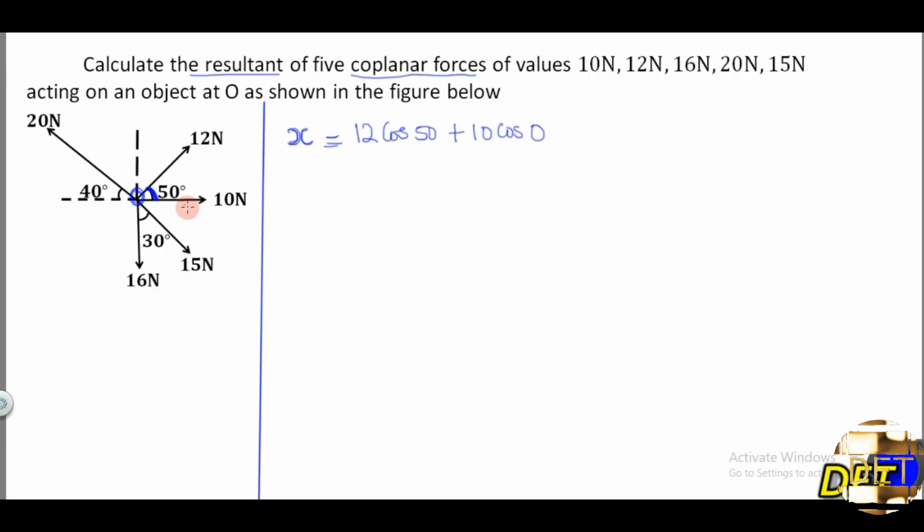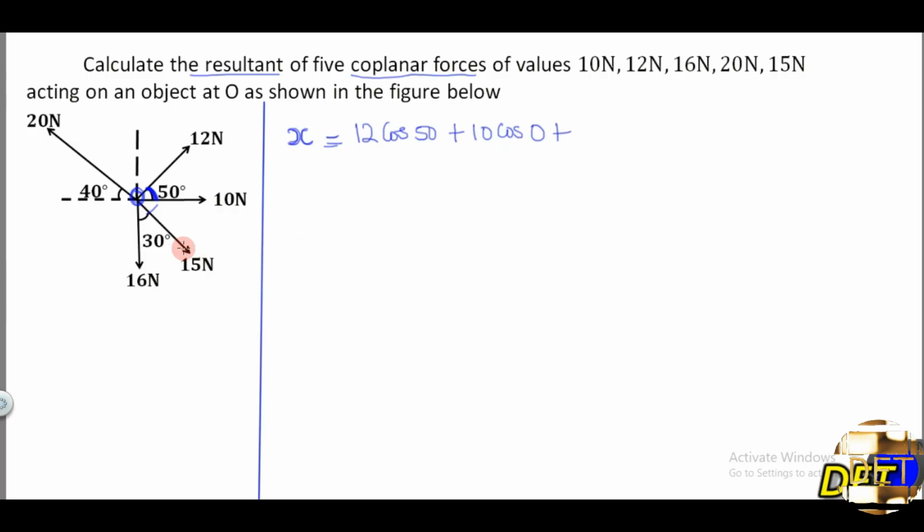So why is it 0? Because this force of 10 Newton is on the horizontal line, and there is no angle at which it is acting. You cannot take it from this point down to the horizontal, because the angle at which any of the forces is acting must not cross a vertical line. So that will be cos 0.